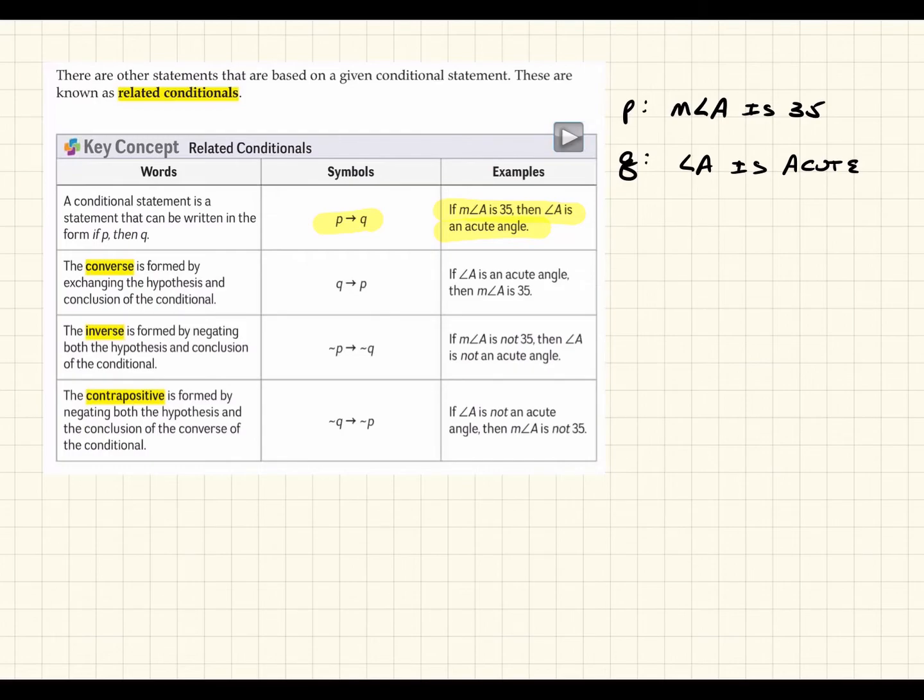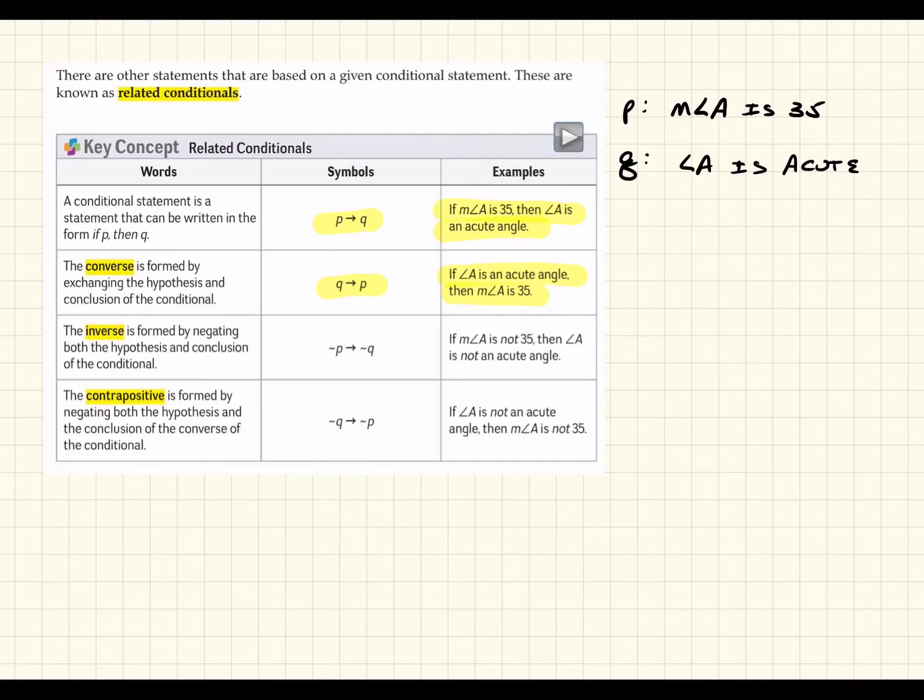What about the converse of this conditional? The converse is formed by exchanging the hypothesis and the conclusion of the conditional. So we're now reading this as if Q then P. If angle A is an acute angle, then the measure of angle A is 35. Well, that might be true, that might not be true.